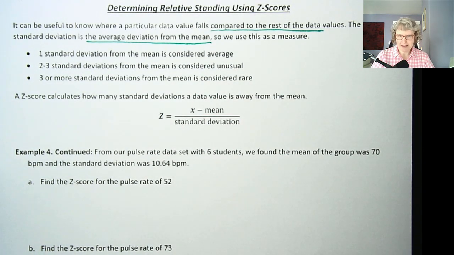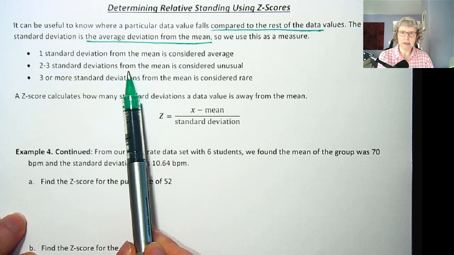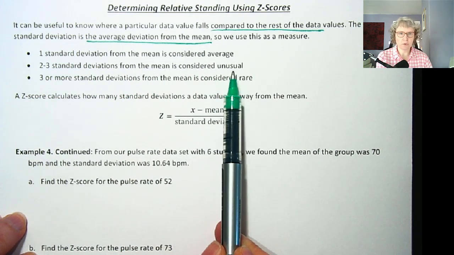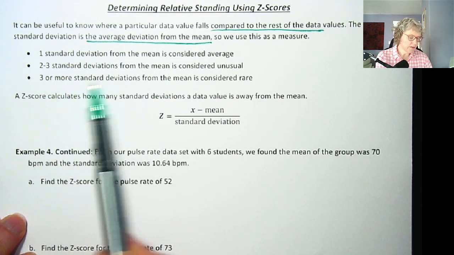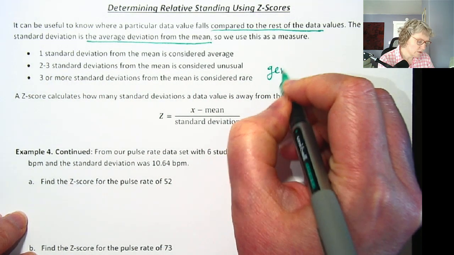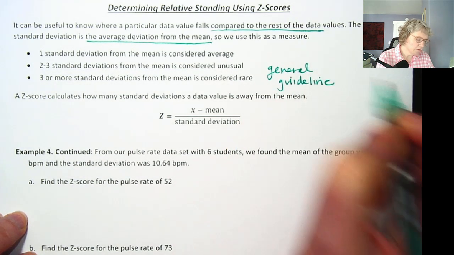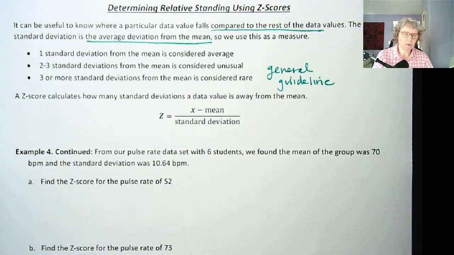Now, by that same definition, one standard deviation from the mean is considered average. That's the average deviation. Now, if we get above 2, so 2 to 3 standard deviations from the mean, that is considered unusual. And then 3 or more is considered rare. Okay, so this is just a general guideline. But of course, it could vary by the context, so you always want to be thinking about the context you're in and what makes sense for that.